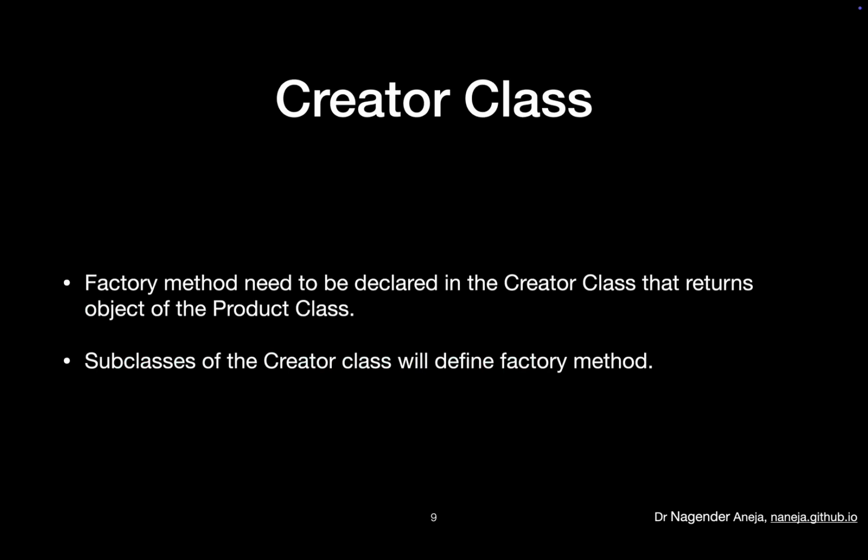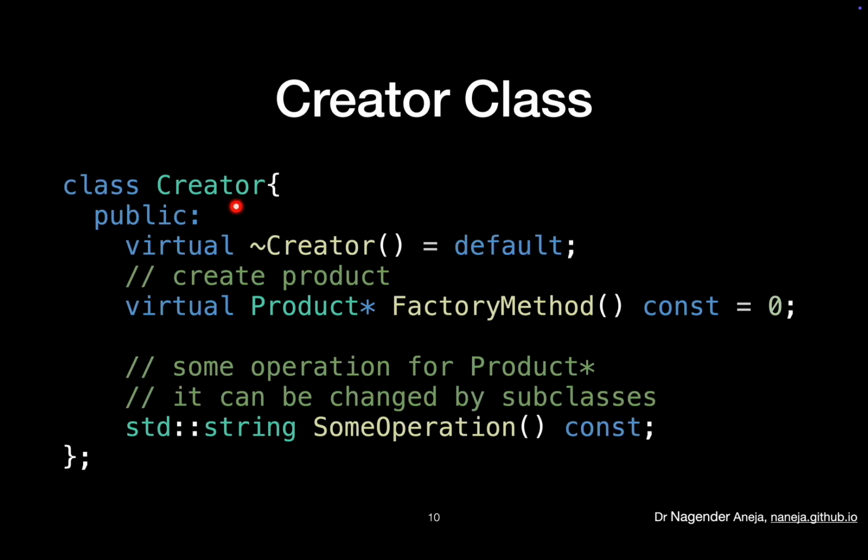Okay, so now the third step is to create the creator class. The creator class will have a factory method that will create objects of the product type, the abstract objects of the abstract class interface. So we need a factory method declared in the creator class that returns objects of the product class, and then we're going to have subclasses, maybe concrete creator 1 and concrete creator 2. Subclasses of the creator class will define the factory method. So this is our creator class.